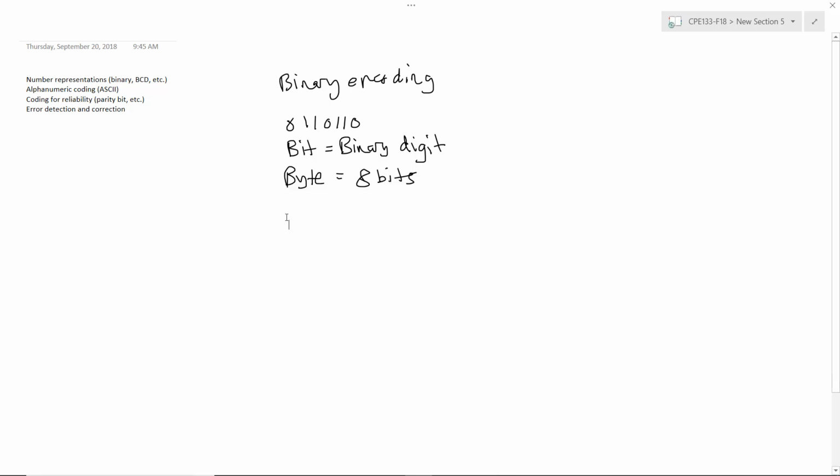Now, say I had a 16-bit register. I would say a 16-bit register stores a 16-bit word. Word being another common name that we use when we're talking about groups of bits. And a 16-bit word is just 2 bytes.